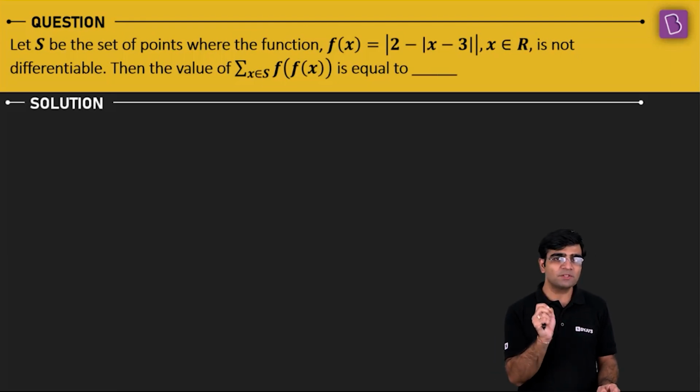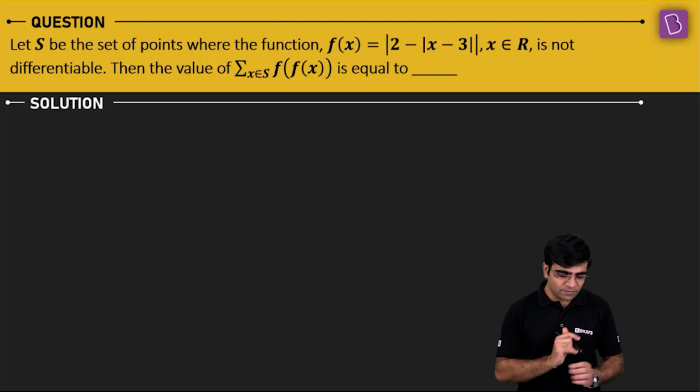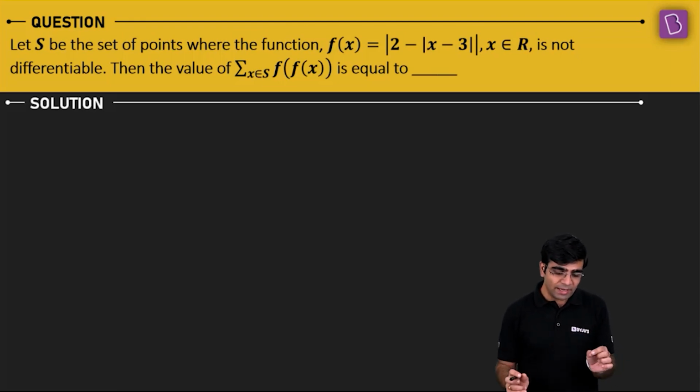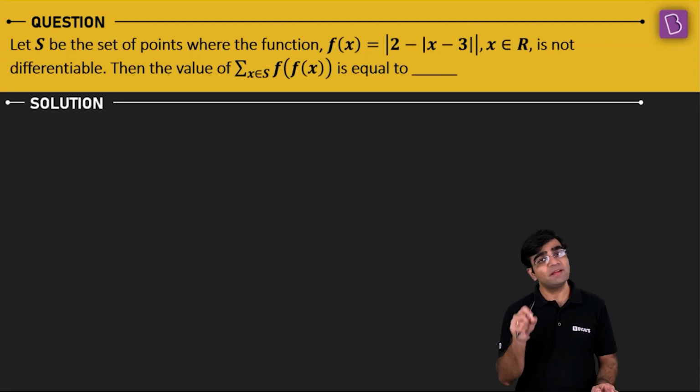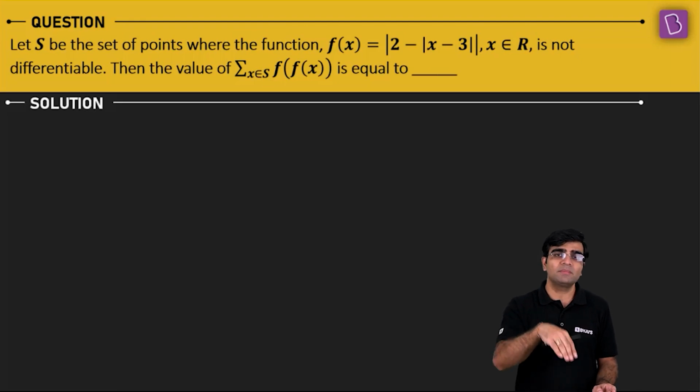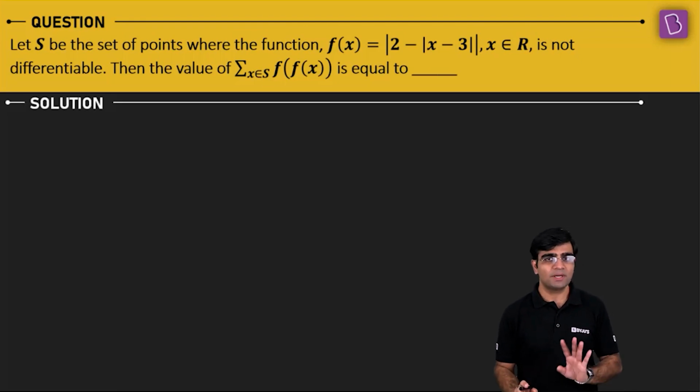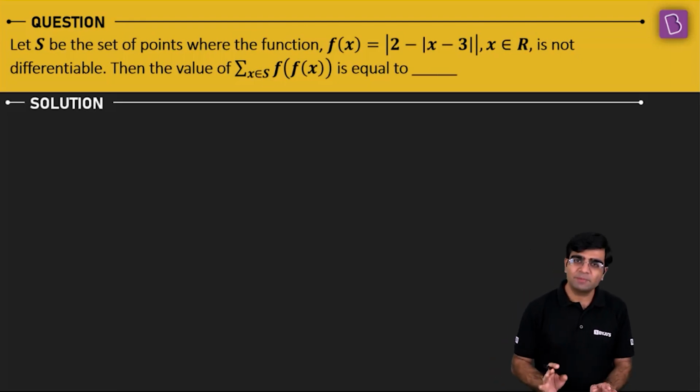So the number of non-differentiability points, sharp turns. Perfect. Then the value of sigma, x belongs to capital S, whatever the elements in that set S will be, I want to have the value of f(x) at those non-differentiable points. Understood the question? Let me explain it more.